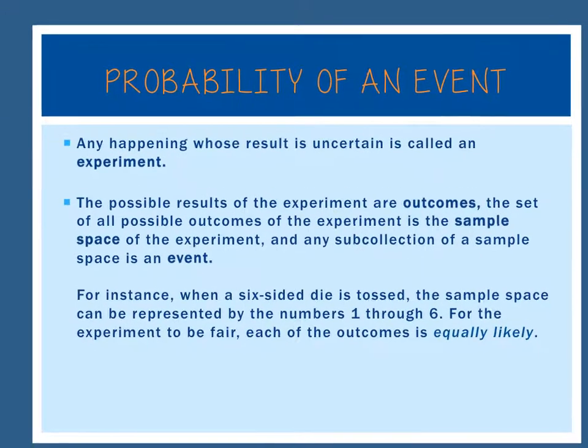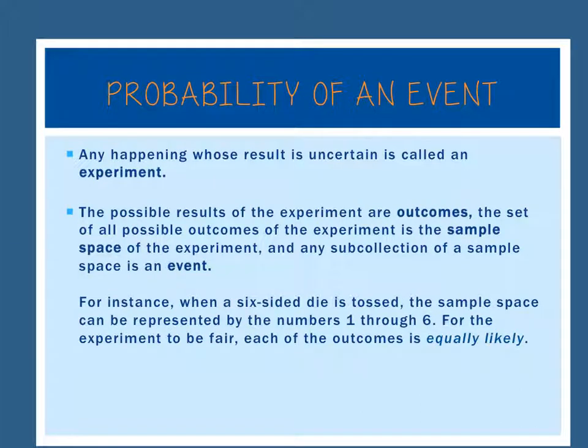So any happening whose result is uncertain is called an experiment, okay? So you'll see a lot of just this vocab terminology. The possible results of the experiment are the outcomes. So if the experiment is flipping a coin, then the outcomes could be heads or tails. The set of all possible outcomes of the experiment is the sample space, which would literally be heads and tails. Those would be the sample space. And any sub-collection of a sample space is an event. So getting a head from flipping a coin, that would be your event.